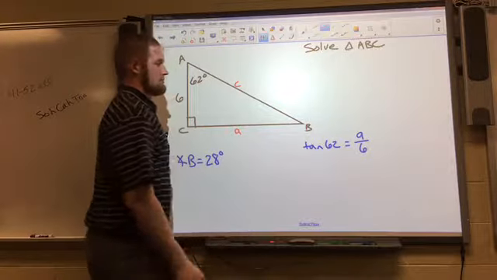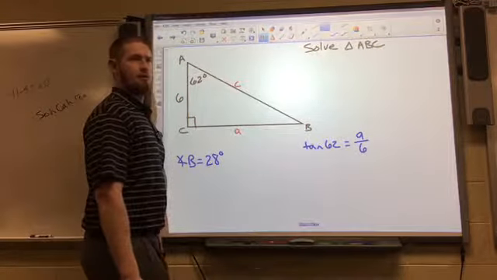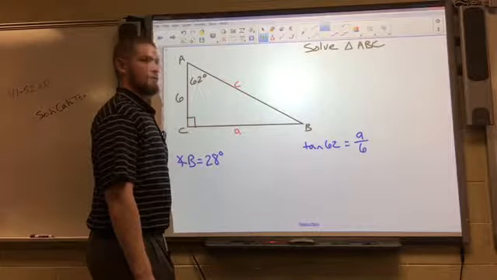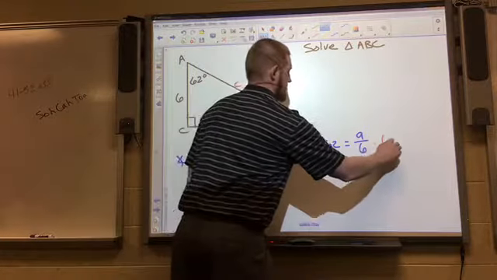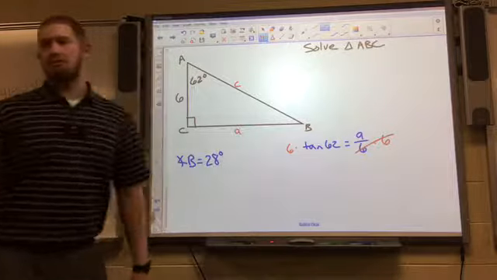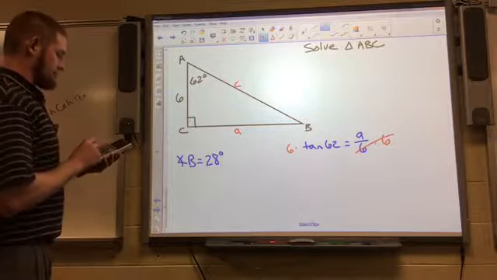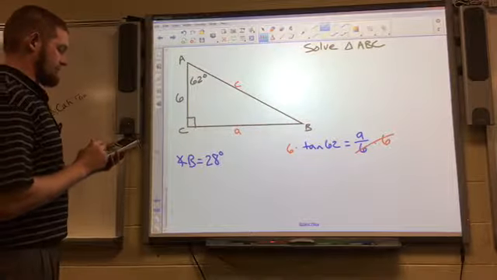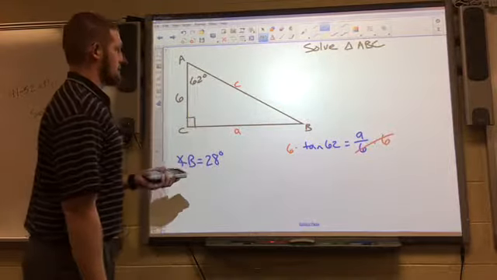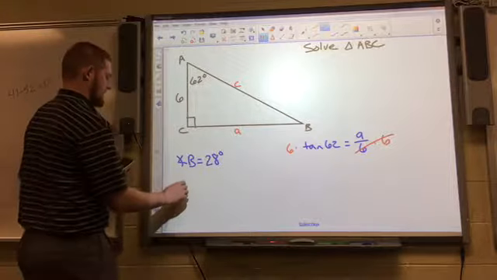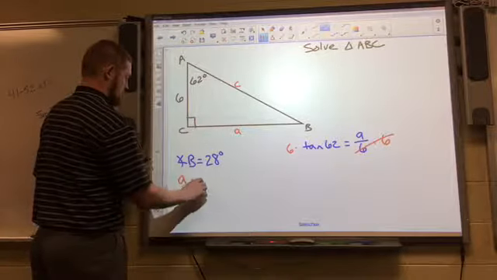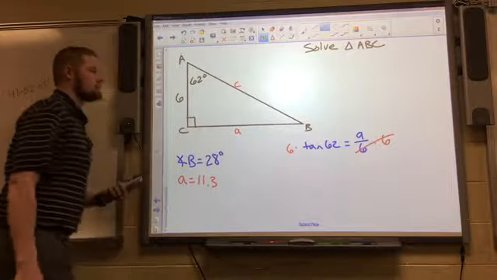Okay. Well, how do I solve that? Yeah, so I multiply by 6, right? So I have tangent of 62 times 6. Be careful, because when you do tangent of 62, notice your calculator opened up a parenthesis. If you don't close that parenthesis, you get the wrong answer. So personally, I like to do 6 times tangent of 62, but it really doesn't matter, because I still close my parenthesis. So what did I get for side A? 11.3. Okay.